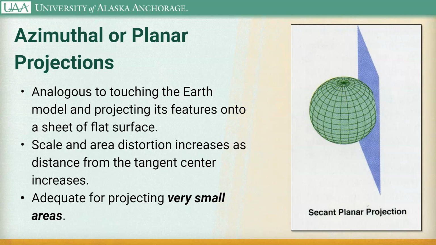So your distortion in the cylindrical system would increase as you got away from the parallel around which the cylinder touches the globe, and distortion increases as you move towards the ends of the cylinder. In a secant system, your only really accurate measurements are right around the intersection of the plane with the globe, and your distortion grows fairly rapidly as you move away from that point. So they're typically reserved for smaller areas.